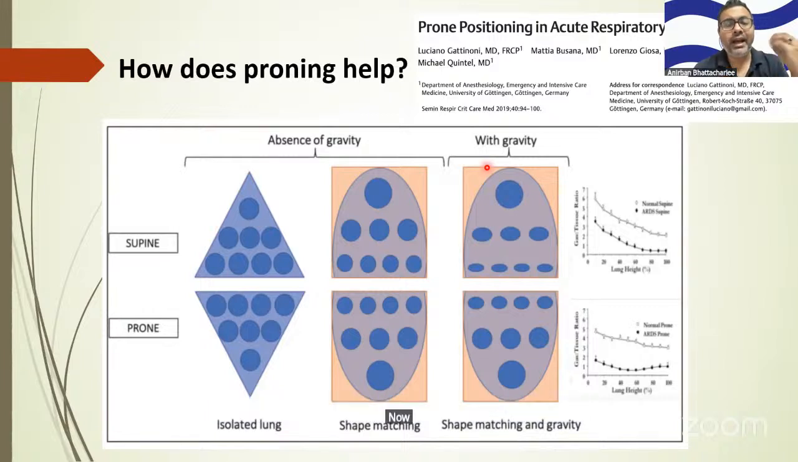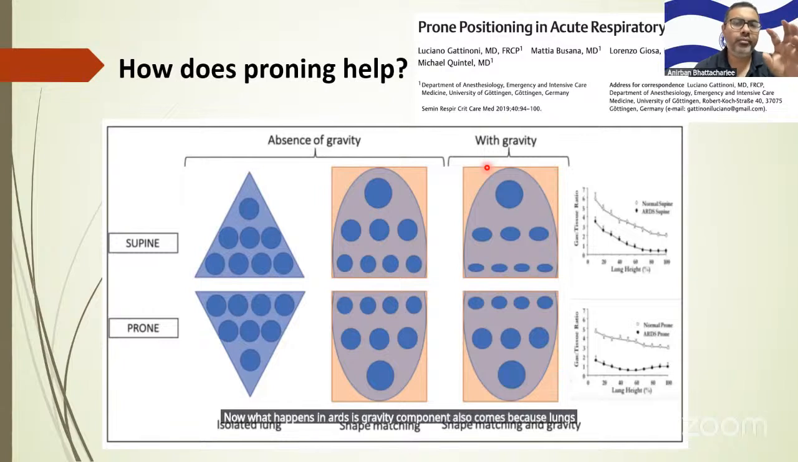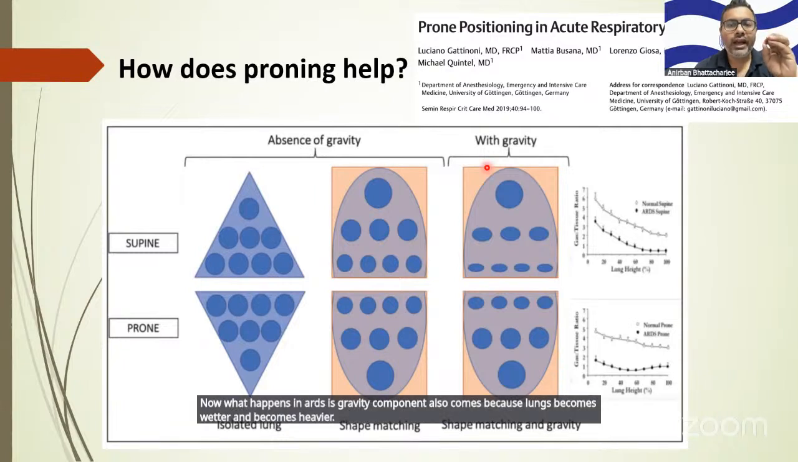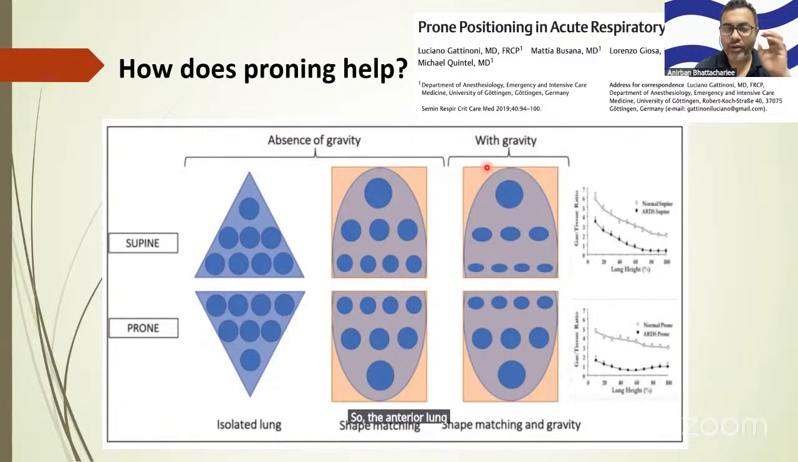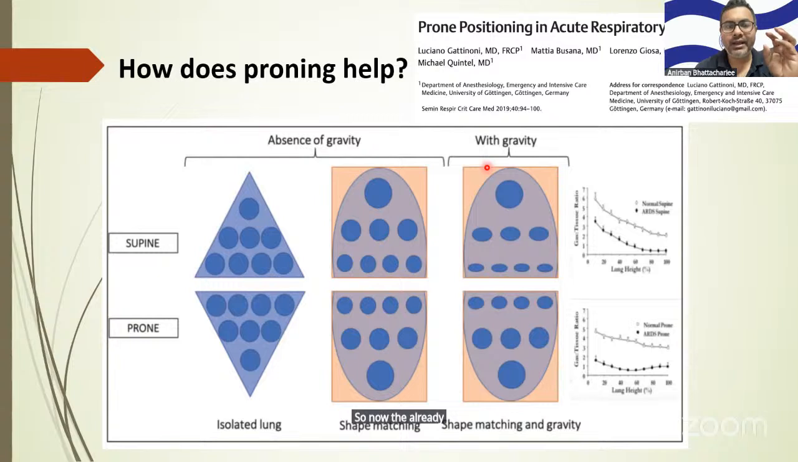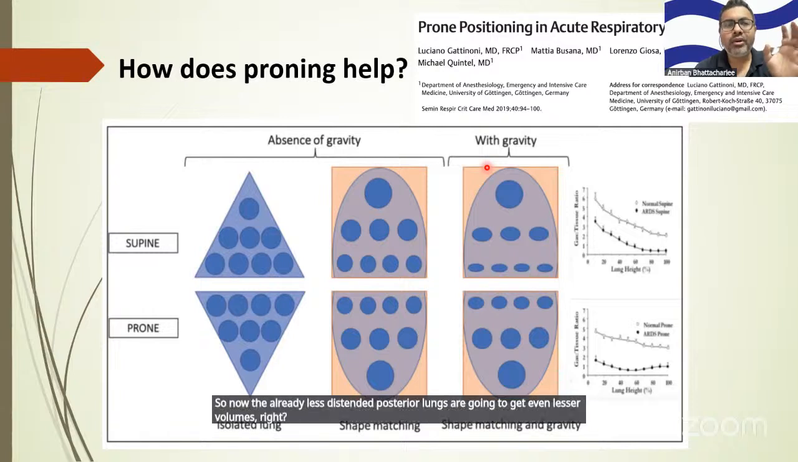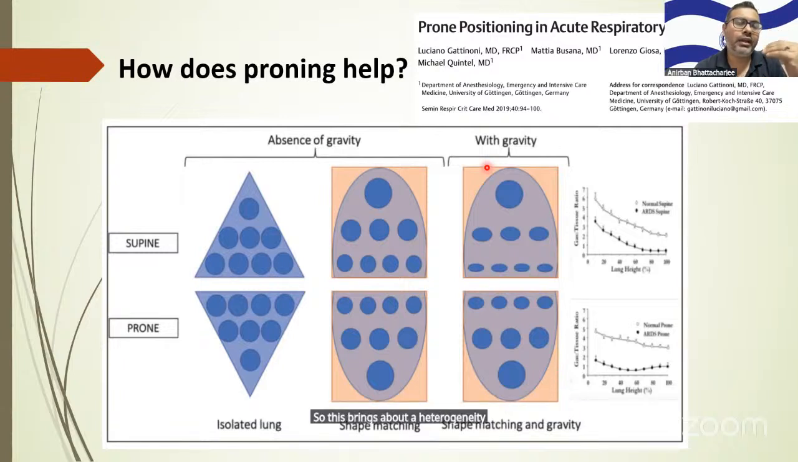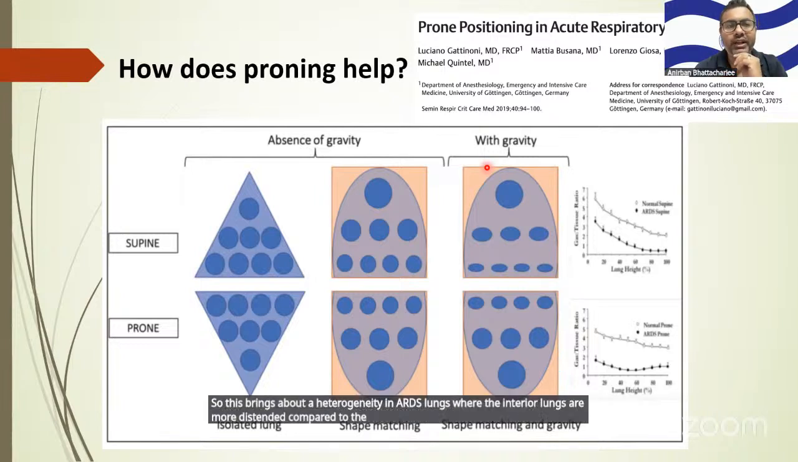Now what happens in ARDS is a gravity component also comes, because the lungs become wetter and heavier. So once the weight of the anterior lung starts increasing, it would compress the posterior lungs further. So now the already less distended posterior lungs are going to get even lesser volumes, right? So this brings about a heterogeneity in ARDS lungs, where the anterior lungs are more distended compared to the posterior lungs.